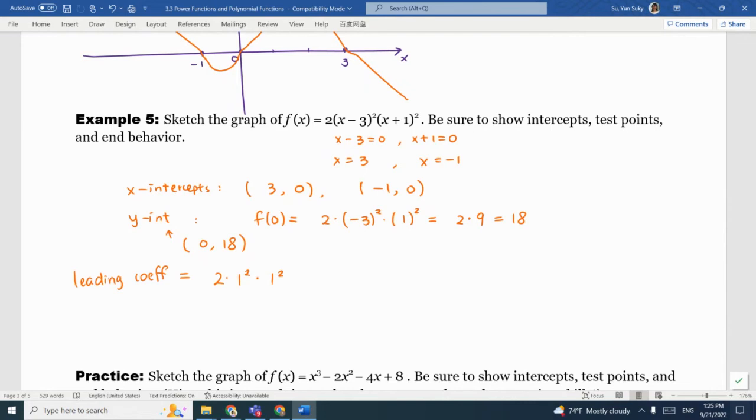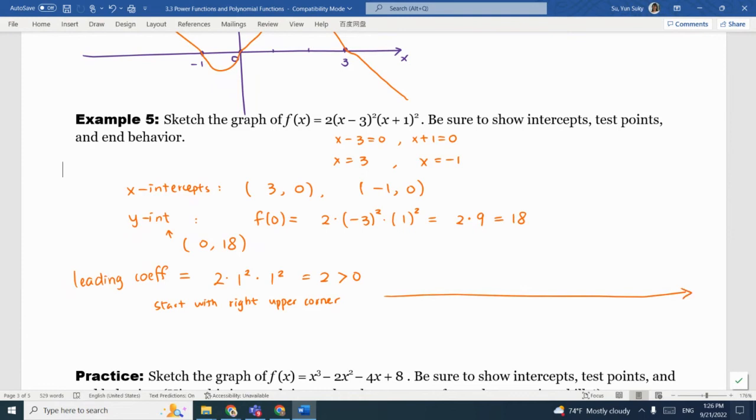So finding the y-intercept and the leading coefficient are kind of similar. But to find the y-intercept, you are looking at the constant, while to find the leading coefficient, you are looking at the linear term. Is that okay, everybody? So that's why the leading coefficient is 2, which is positive. So if it's positive, we start with the right upper or lower? Upper corner.